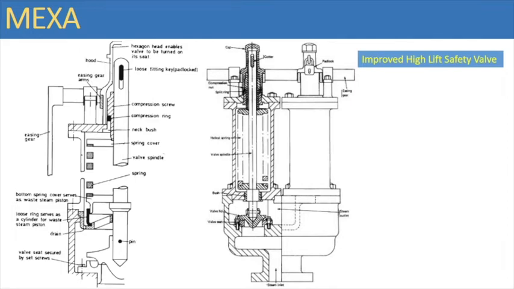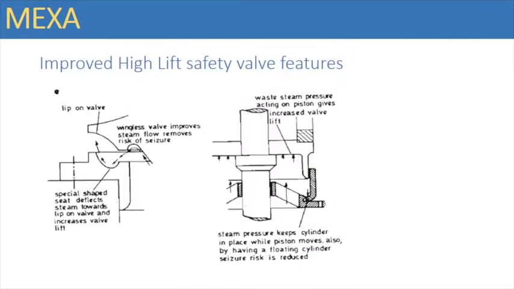If we take a closer look at the valve lid and the bottom spring cover, we can see that the improved design, the wingless valve, improves the steam flow and removes any risk of seizure. Additional to that, the specially shaped seat reflects the steam towards the lip on the valve and thus increases the valve lift. The other device which increases the valve lift is the bottom spring cover, which acts as the waste steam piston. The steam pressure also keeps the cylinder in place while the piston moves. Additionally, by having a floating cylinder, seizure is also reduced.